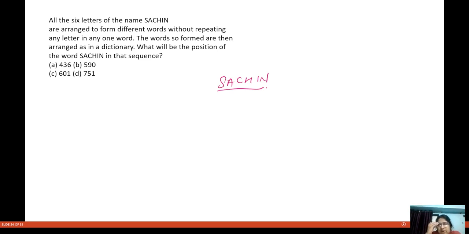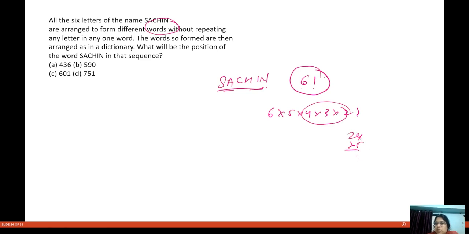So how will we do these kinds of questions? Basically it is saying we have to make all the arrangements of Sachin. Now all the arrangements of the word Sachin are possible in how many ways? This is a 6 letter word, so factorial 6 ways. And what is factorial 6? 6 into 5 into 4 into 3 into 2 into 1. 24 into 5 is 120, and 120 into 6 is 720. So the total number of words is 720. So 751 is obviously not the answer.